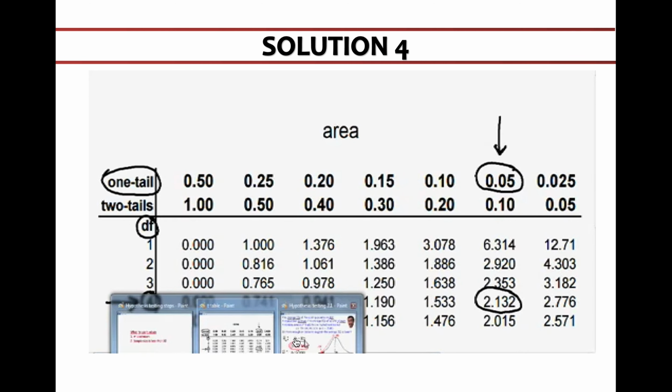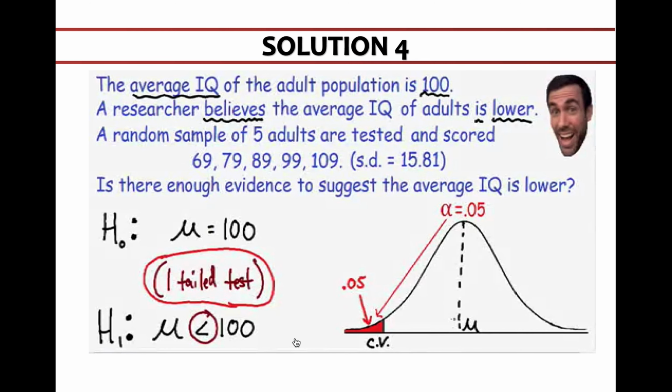So if we go back to our example, let's take a look at this curve. Notice how our critical value lies below the average. It's below the middle of the curve. So this means that it's going to be a negative number since it's at the low end of the curve. So instead of a positive 2.132, we know that our critical value is going to be a negative 2.132.